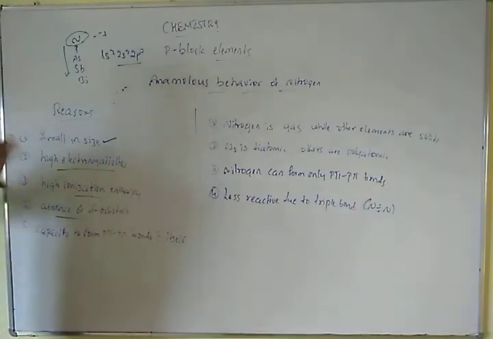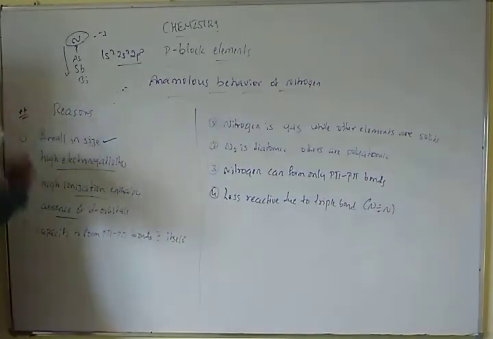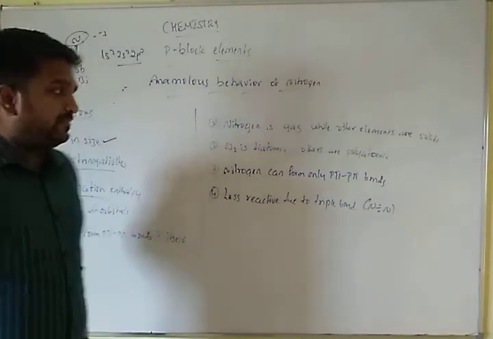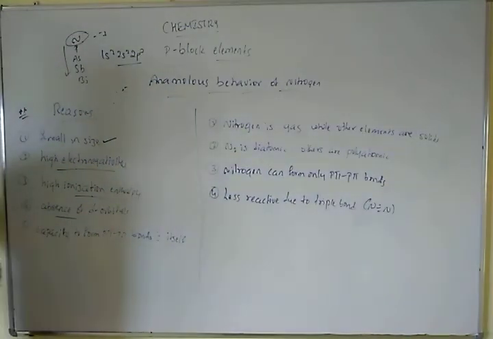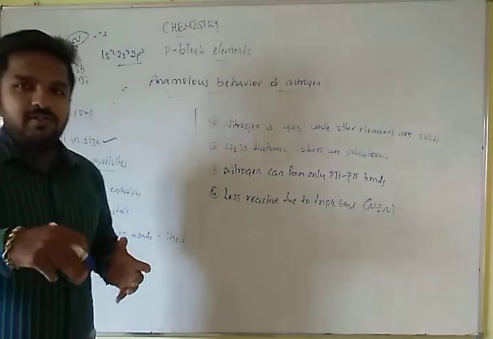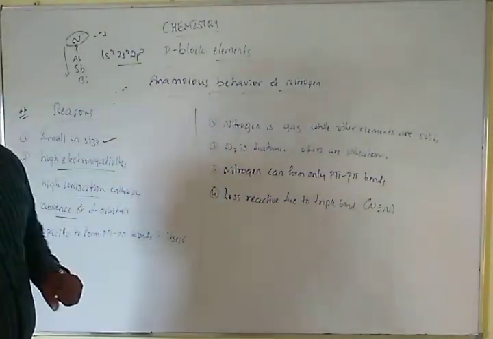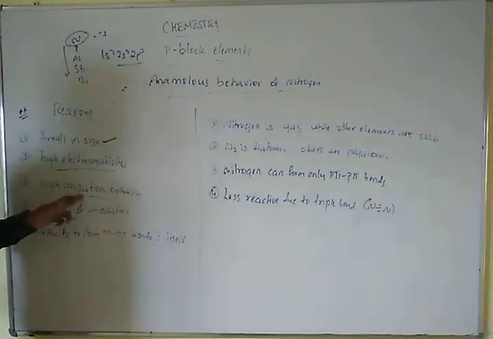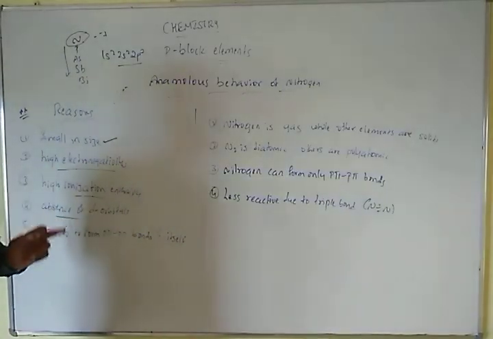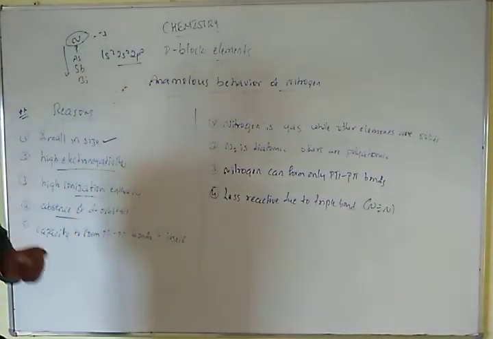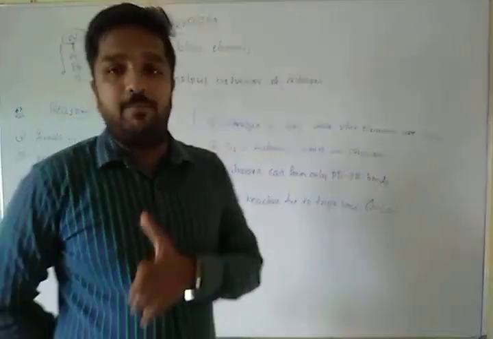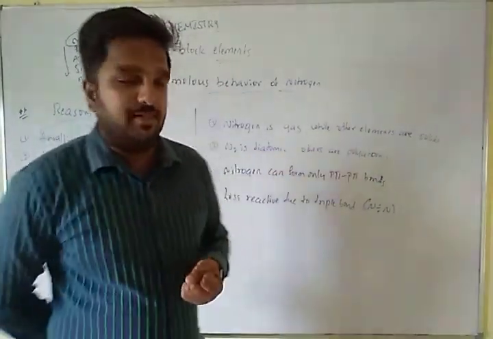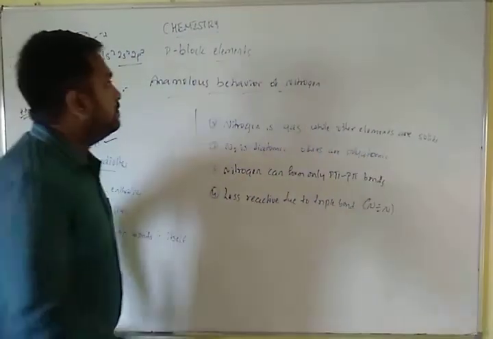So these are the 5 important reasons. This question is important: reasons for the anomalous behavior. One is the small size. Why is it small? Because only two shells are there, the first and the second, so the atomic size is very less. As the atomic size is less, there is high ionization enthalpy, high electronegativity, absence of d orbitals, and the capacity to form pπ-pπ bonds with itself. It cannot form pπ-dπ bonds because of the absence of d orbitals. So now let us see what the anomalous behaviors are.